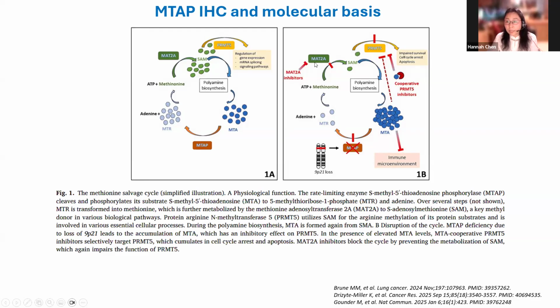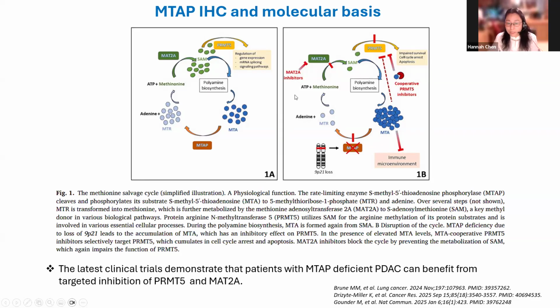Another drug inhibits MAT2A, blocking the reaction from methionine to produce SAM, and then PRMT5 basically loses its methyl donor. These two drugs, in recent clinical trials, have demonstrated that MTAP-deficient PDACs benefit from the targeted inhibition of these two important proteins.